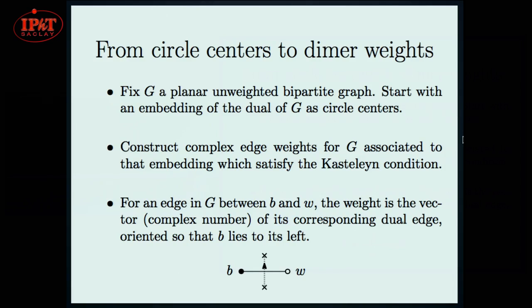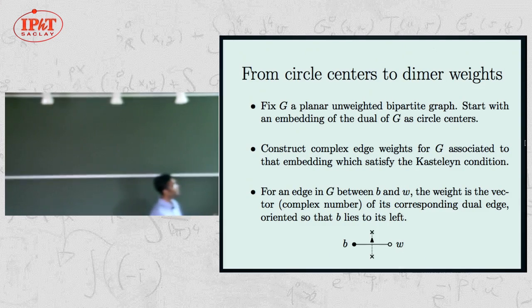There's a correspondence between centers of circle patterns and dimer edge weights, and there are 2 directions. And the simplest direction, which I'm going to explain first, is how to go from circle centers to dimer edge weights. So let's fix some planar bipartite graph G, and we start with the setting of part 2. So this planar bipartite graph G will have a certain embedding. The dual graph will have some embedding as circle centers. And we are going to construct something like in part 1, where we had no particular embedding of the graph, but where we had some edge weights on each edge, which satisfied the Kasteleyn sign condition.